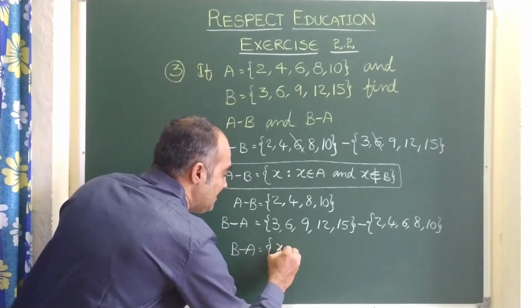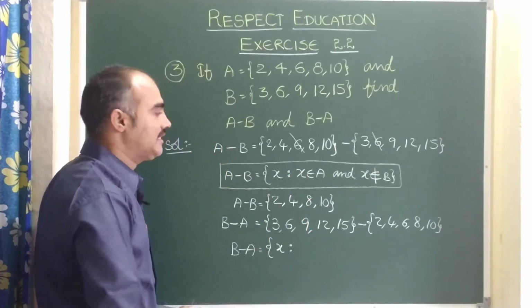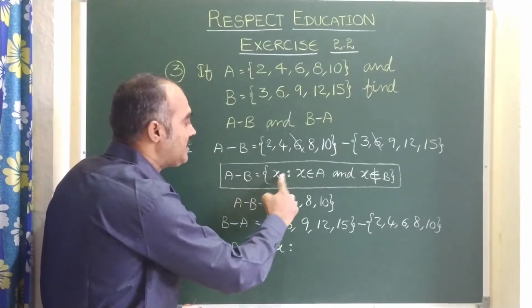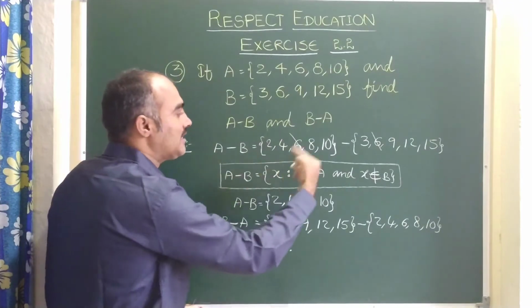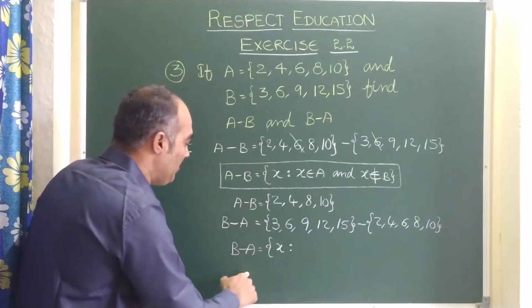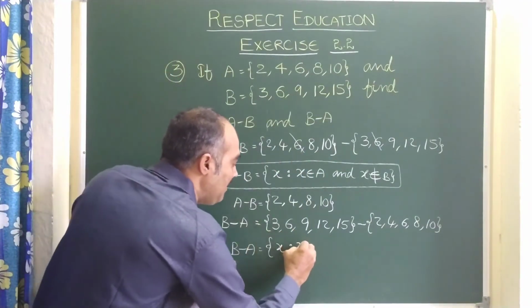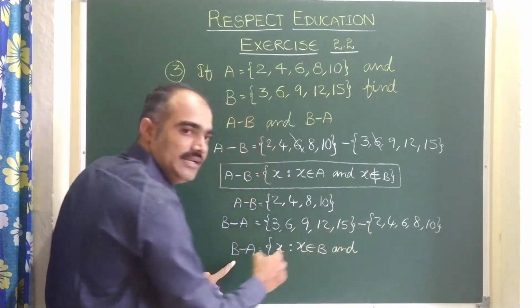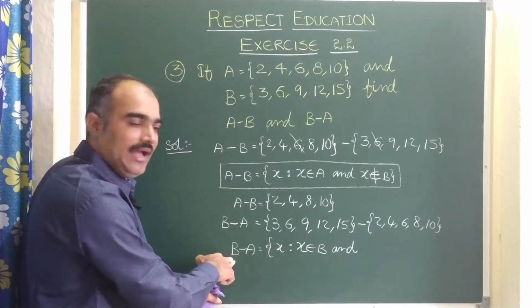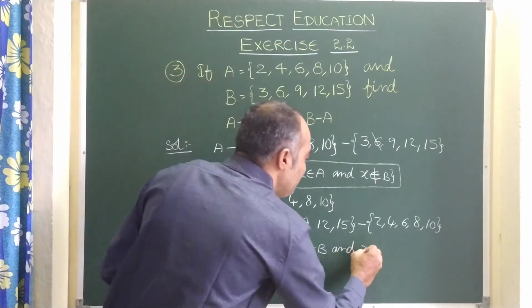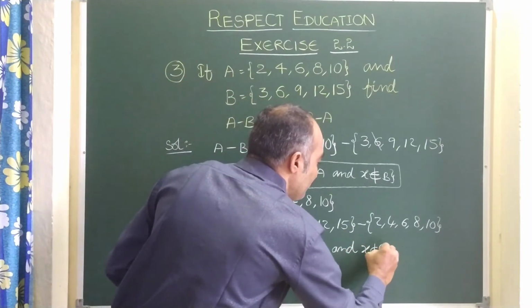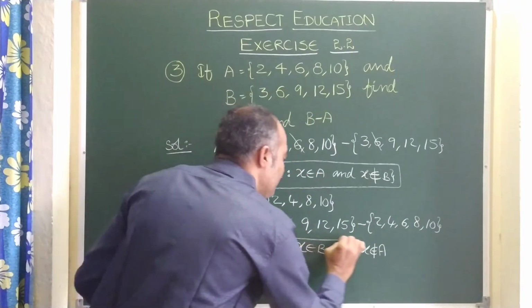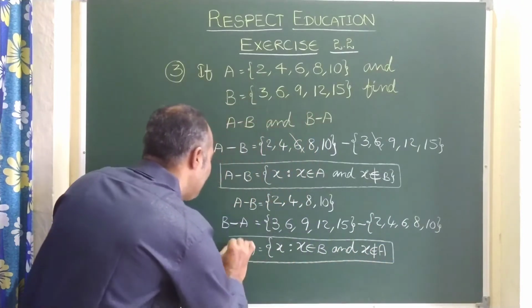It has X such that, see here, children, in A minus B, X belongs to A and X does not belong to B. In B minus A, X belongs to B, and X is there in the first set. X does not belong to A. Right? This is B minus A.